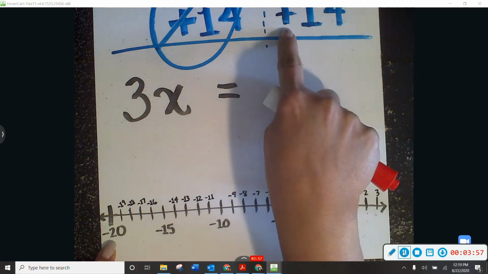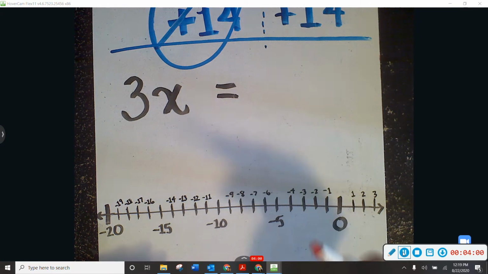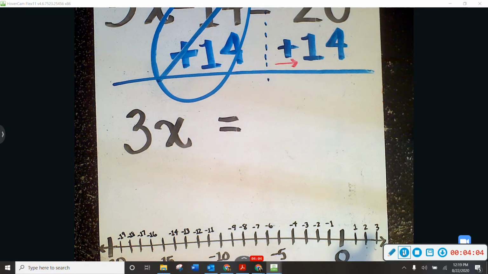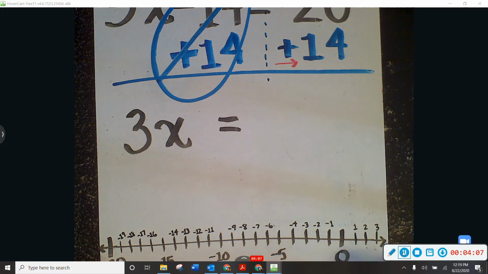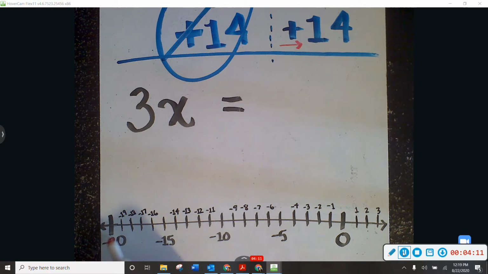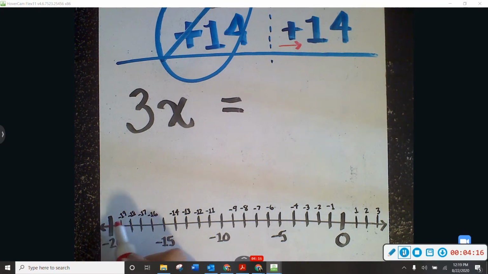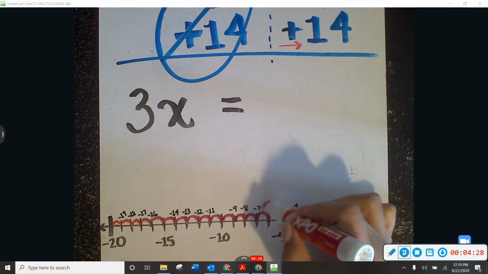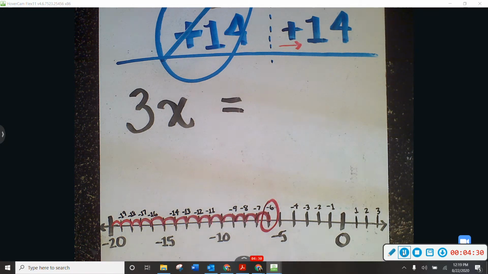Now, because I'm adding 14, recall that addition means we're going towards the right, towards my positive numbers, like 1, 2, 3 over here. And those are on the right side. So I'm simply going to travel starting at negative 20. I'm going to travel 14 spaces over. So let's count. 1, 2, 3, 4, 5, 6, 7, 8, 9, 10, 11, 12, 13, 14. And that gives me my answer of negative 6.